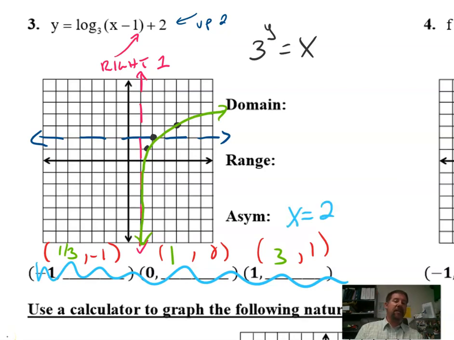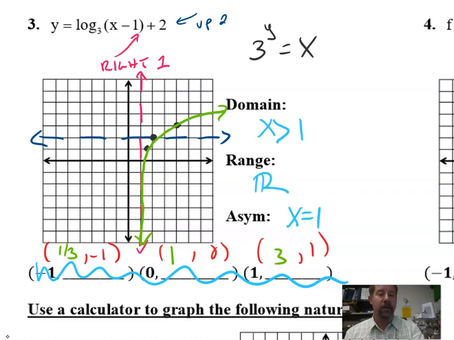Your asymptote is now going to be tied to the h value. So x equals 1. And the range is still going to be all real numbers. And the domain is going to be tied to the h value. So x is greater than 1. Okay? These are now all going to be tied to this h value right here.